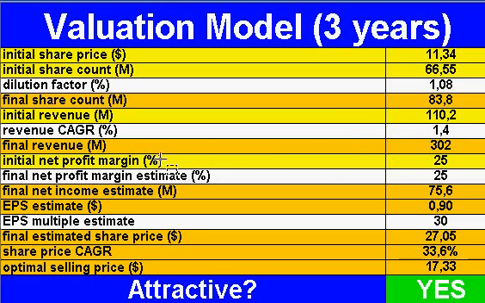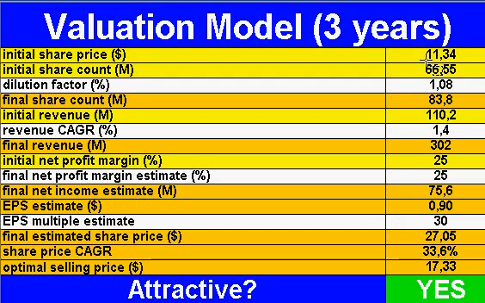Initial net profit margin 25%. This has been very, very stable, so I expect it to continue at 25%. Final net profit margin estimate 25%. And this gives me a final net income estimate of $75.6 million, which translates into an earnings per share estimate of 90 cents in 2009. This is $75.6 million net income divided by the final share count of 83.8 million, which gives me 90 cents. Here on the earnings per share multiple estimate, I put 30, but the industry average is higher, 42 times. But I don't think this is a pure biotechnology company, so we can't consider such a high earnings per share multiple.